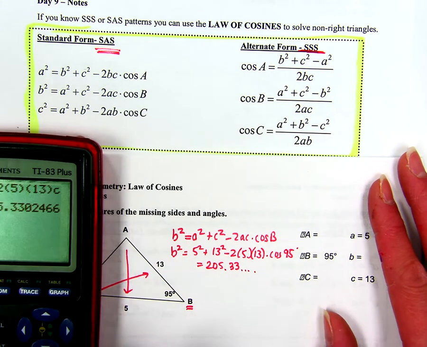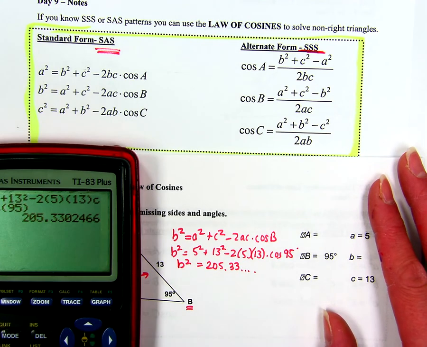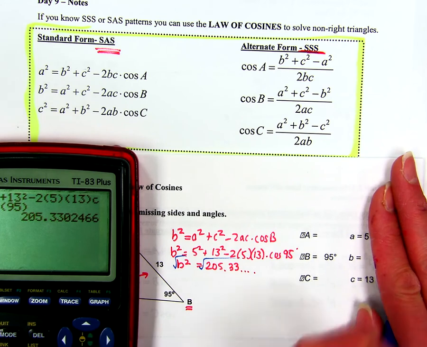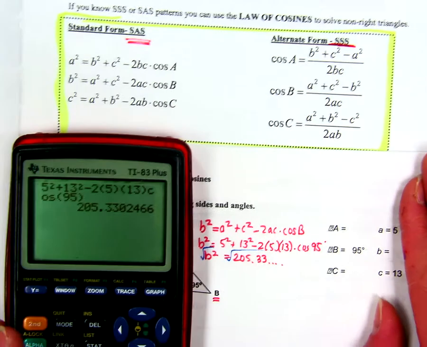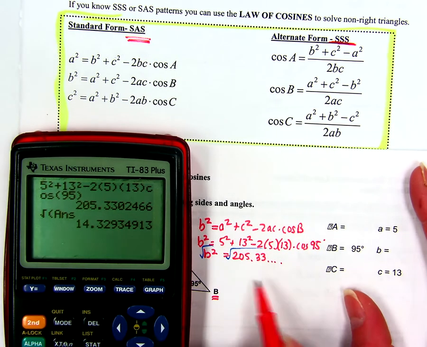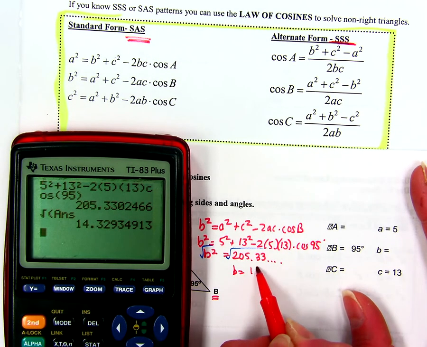Now, that's not my b. That's b squared. So how do I find b? I have to take the square root of that. So make sure that you realize that 205 is not actually my missing side. Okay, so now you're going to do, what's the square root of that answer? So now I know side b is 14.3.